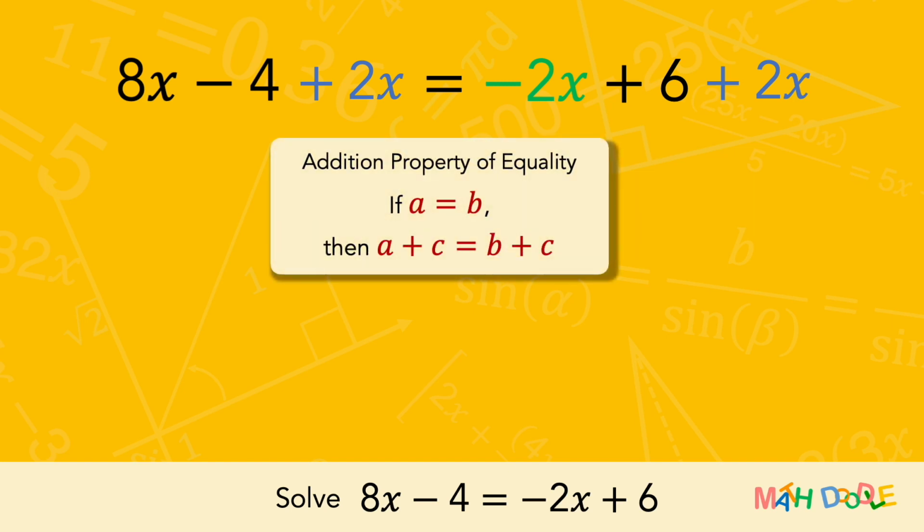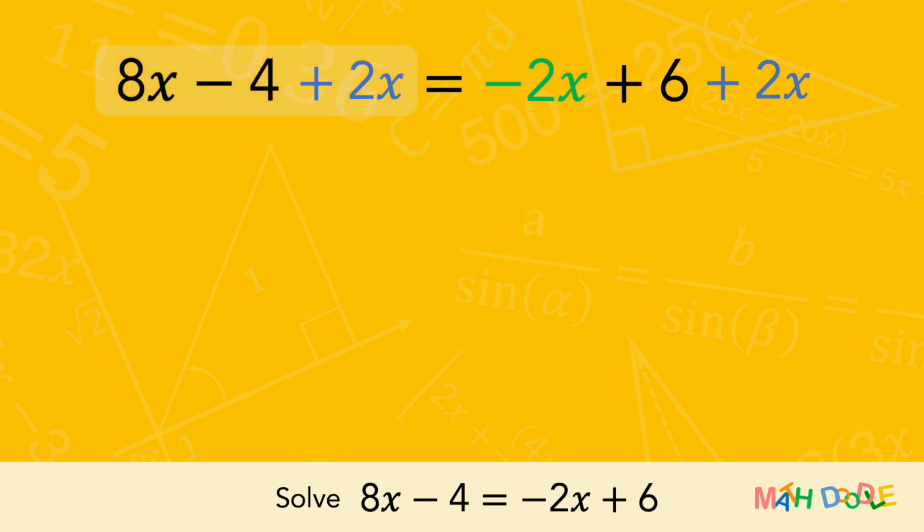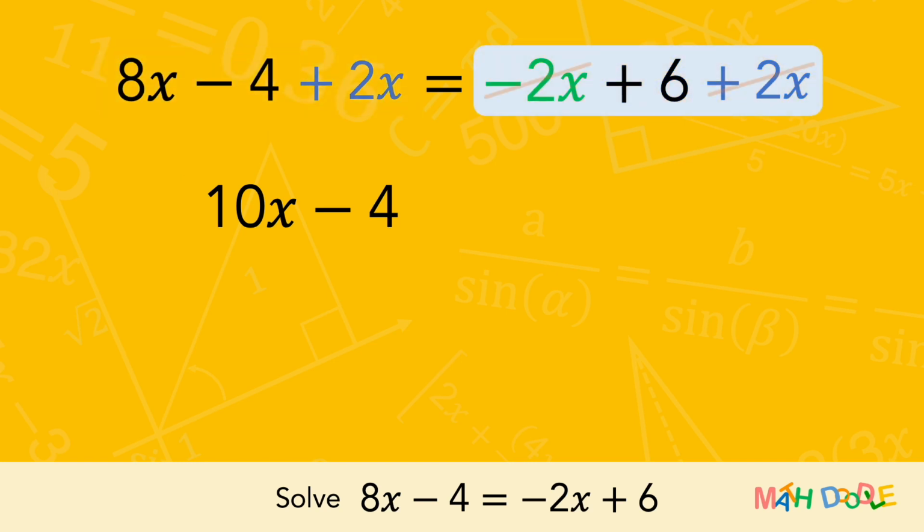Here, it is important to treat both sides of the equation equally. So, when we add a number to one side of the equation, we must add the same number to the other side of the equation. After adding 2x, the left side of the equation is simplified to 10x minus 4. Then, the right side of the equation can be simplified to 6.